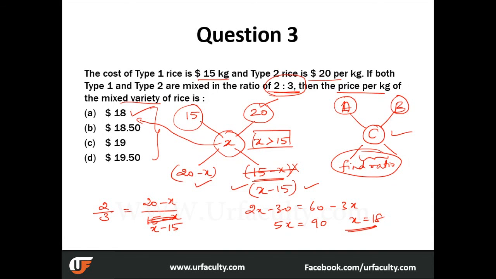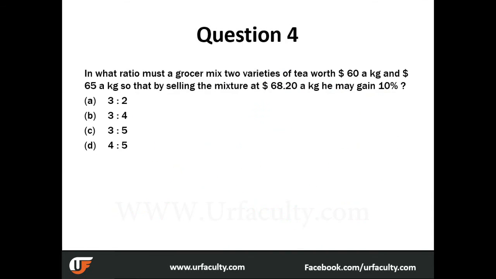In what ratio must a grocer mix two varieties of tea worth $60 a kilogram and $65 a kilogram, so that by selling the mixture at $68.2 a kilogram, he may gain 10%. Now, what information do we have here? We know that the selling price of the mixture is what? 68.5. And we know that there are two products, 60 and 65. So we have this much information and a gain of 10%.